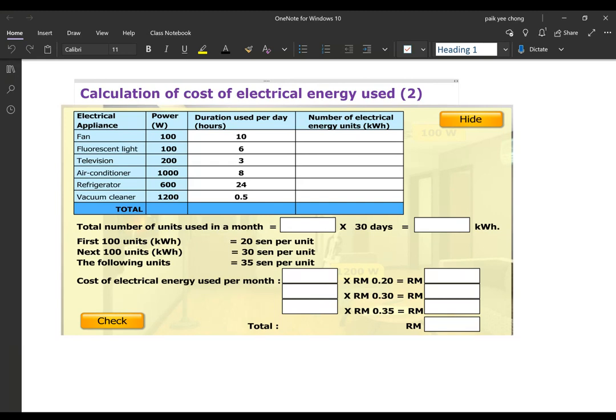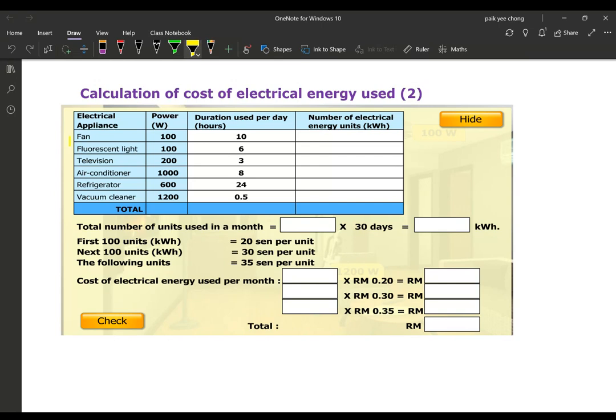This is one example where you can calculate for all the appliances that use electricity in your house for 1 month. Let's look at what items we have here: the fan, fluorescent light, television, air conditioner, refrigerator, and vacuum cleaner. The power is given for each one of the electrical items, and also how long they are used per day, in terms of hours. First of all you need to find out the kWh, the kilowatt hour. Do you still remember how to calculate that?